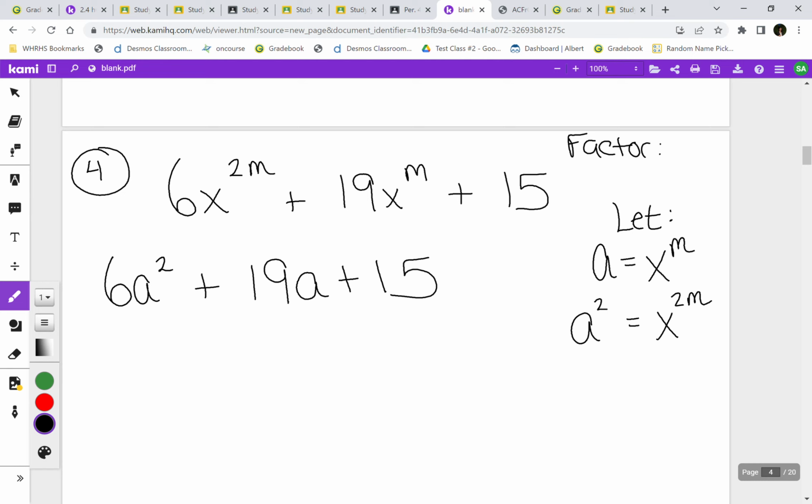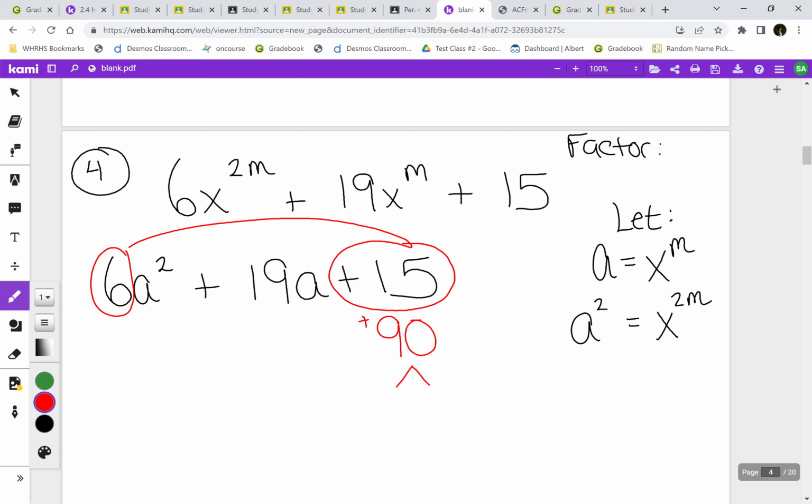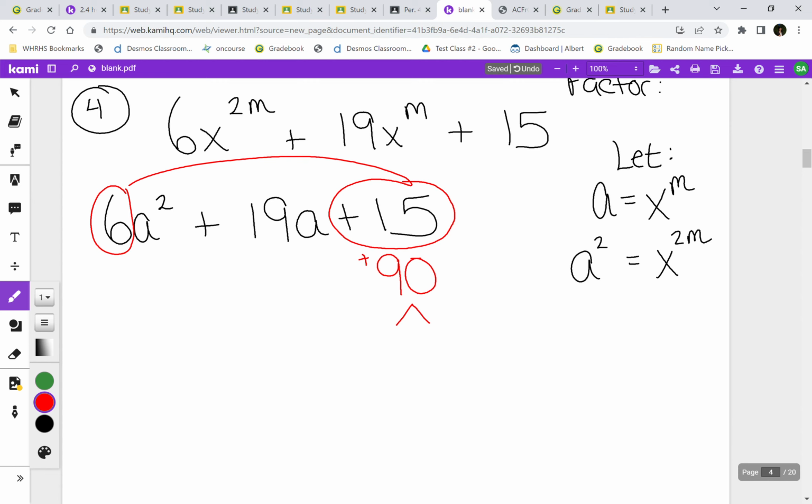For this whole lesson, I'll stay consistent with earmuffs, but after this lesson, I'm not showing it anymore. I'm just going to go into the factored form. So earmuffs tells us take your first number and your last, including the sign, and multiply it. 6 times a positive 15 is a positive 90. I need factors of positive 90 that add to a positive 19. What are those factors?